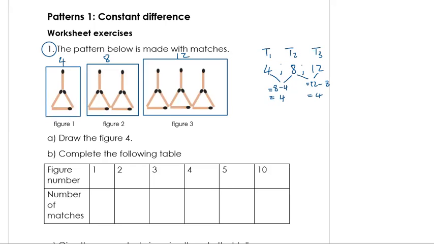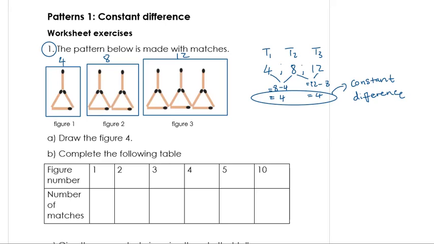Since every time you subtract between 2 consecutive terms you always find the same difference, we call the number 4 the constant difference. So how do we work with patterns that have a constant difference? It means that for each consecutive term, you need to keep adding the number 4.